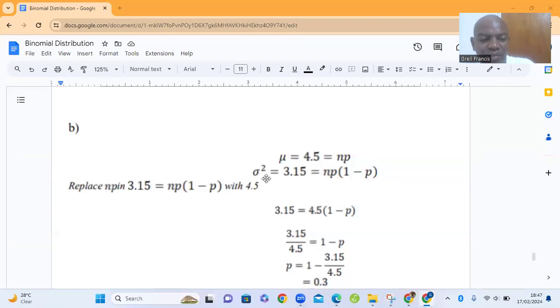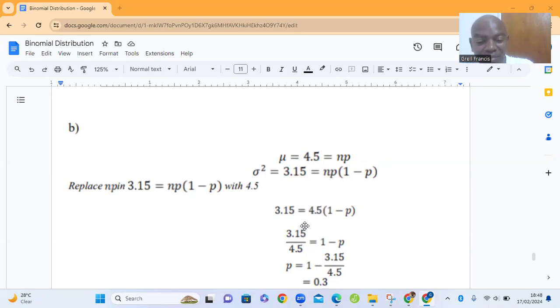To answer this question, we know that the mean is 4.5 and the mean is given by N times P. And the variance is equal to 3.15, which is given by NP times 1 minus P. Now, if we replace NP with 4.5, remember the variance is 3.15, so we have 3.15 is equal to 4.5 times 1 minus P, because NP is 4.5. It appears that the variance formula has the mean as part of it.